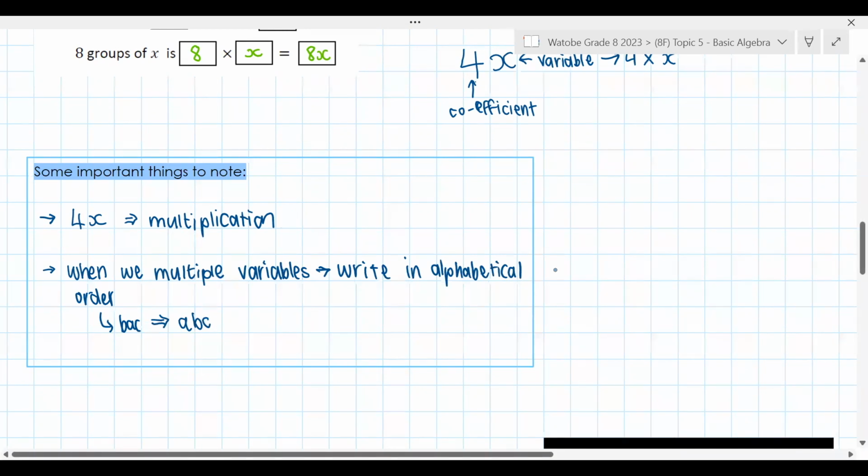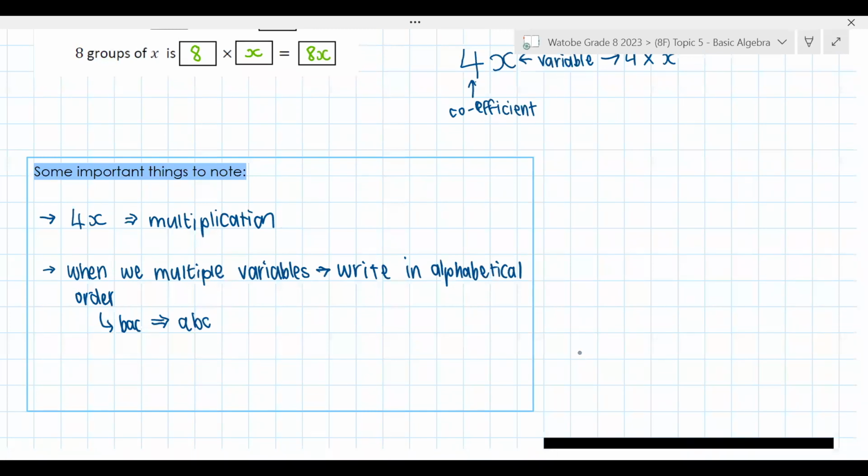Now, this is going to help you a lot when we start to talk about things like terms, which I'm going to mention now in a second, but we're going to talk about that more in our next lesson as well. Sorry, that should also say when we multiply variables.